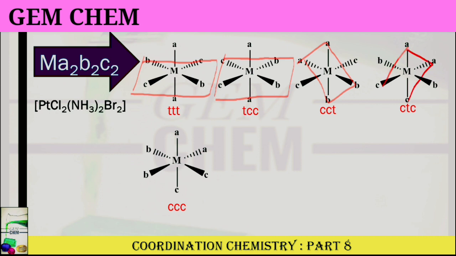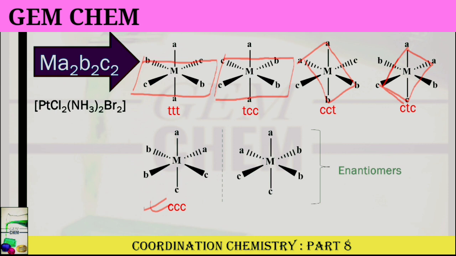and this one. And the last one, if you try to get the symmetry element, there will be no symmetry elements present in this case. As a result, we can conclude that this will show optical activity. So it will have an enantiomeric pair, which is this one, just the mirror image of this one.